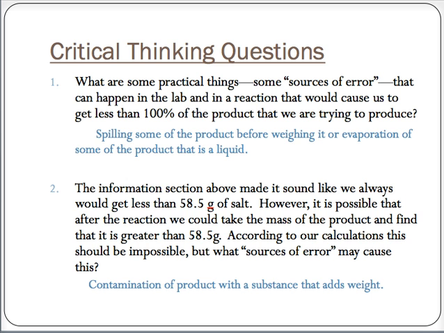The information section above made it sound like we would always get less than 58.5 grams of salt. However, it is possible that after the reaction we could take the mass of the product and find that it is greater than 58.5 grams. According to our calculations, this should be impossible, but what sources of error may cause this? Well, contamination of the product with a substance that adds weight could affect this. Say, dust from the air or a piece of your hair falling into the substance could cause it to increase in mass when you weigh it.